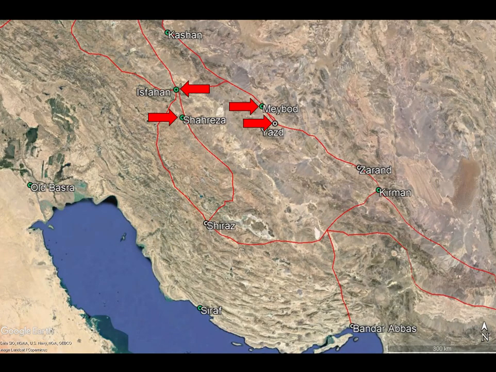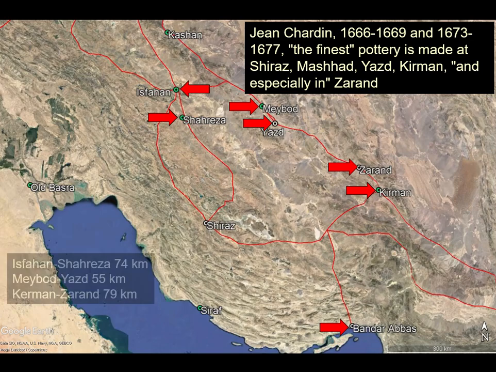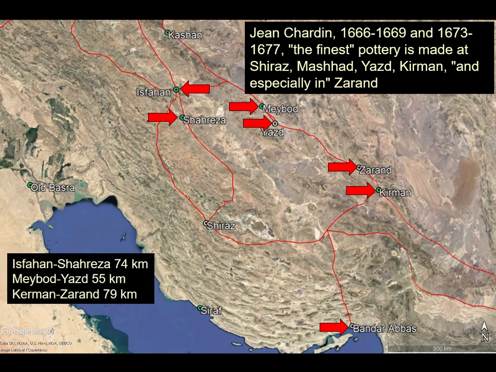This also reminds me of Jean Chardin's statement that the finest pottery is especially made in Zerand. Now, Chardin actually got around the country a bit, but any observer that did not go beyond Bandar Abbas might think that pottery from Zerand actually came from Kerman. Maybud is a bit closer to Yazd, however. This also brings up Shiraz. Chardin went to Shiraz and made a drawing of it. If he thinks they made pottery there, surely he was right, in which case, why have we not found any?